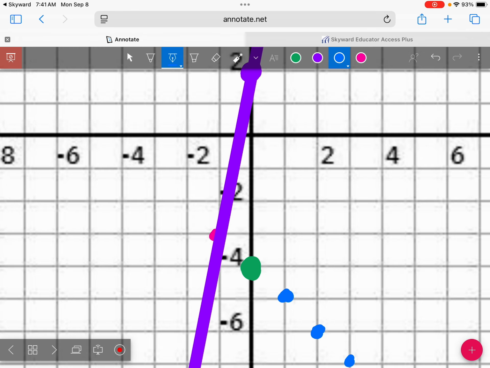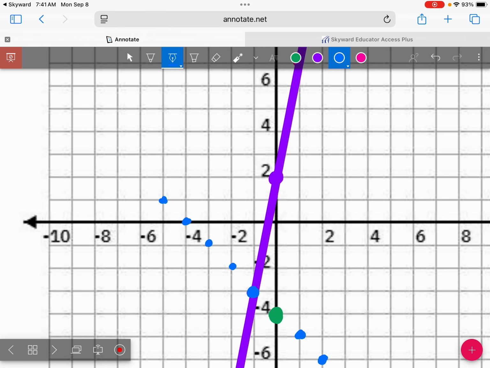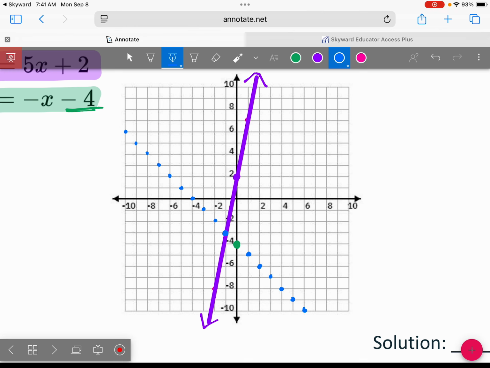Or instead of down 1, right 1, I could go up 1, left 1, up 1, left 1, and fill it in that way. The more points you have, the easier it is to get an actually straight line. Because it should look something like that.